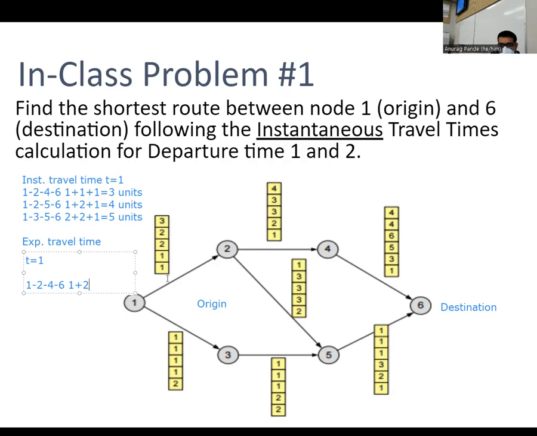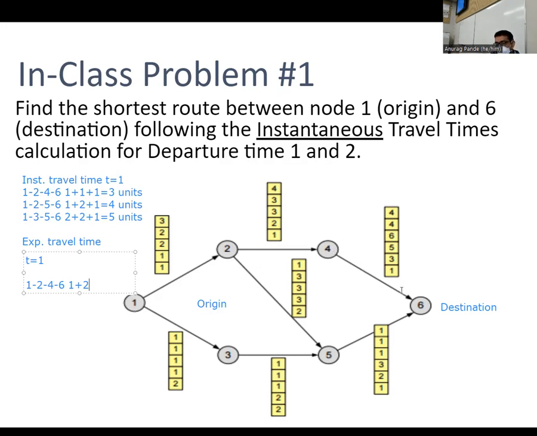So I arrive here at what time now? I started at T equal to 1. I've taken 1 unit of time to get to 2. I've taken 2 units of time to get to 4. Okay. So I'm here now at T equal to 4.